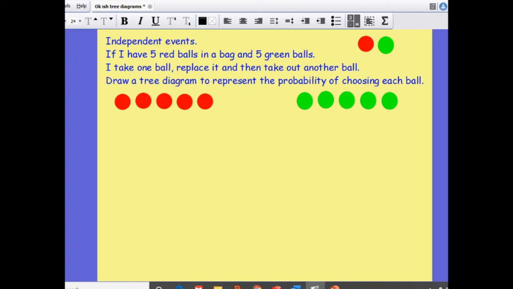Okay, right. Now, if I have 5 red balls in a bag and 5 green balls, I take one out, replace it, and then take out another ball, draw a tree diagram to represent each outcome. Now, because I replace it, whatever happens in the first instance is not going to affect what happens in the second instance. Okay. Right. If you know what you're doing, draw your tree diagram now. If you don't, I'll talk you through it. It'll be a bit quicker.